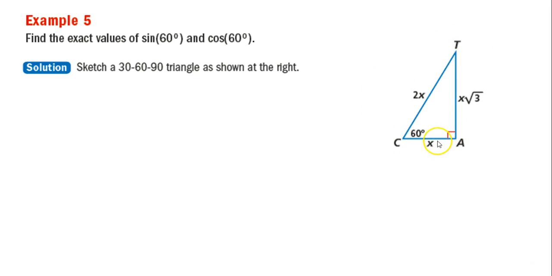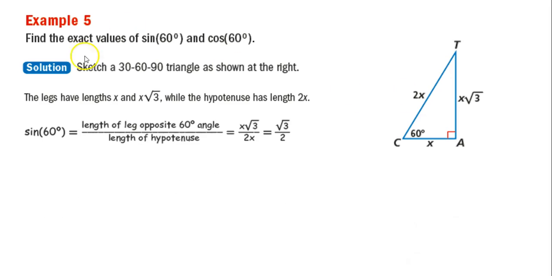The short leg is going to be x. The long leg is x times root 3. And then the hypotenuse is 2x. We want to find the sine of 60 and then the cosine of 60. Let's start with the sine of 60. The sine of 60 is going to be the opposite over the hypotenuse. And we're looking at this angle right here. The opposite side is x root 3, and the hypotenuse is 2x. So there are all our side lengths there.